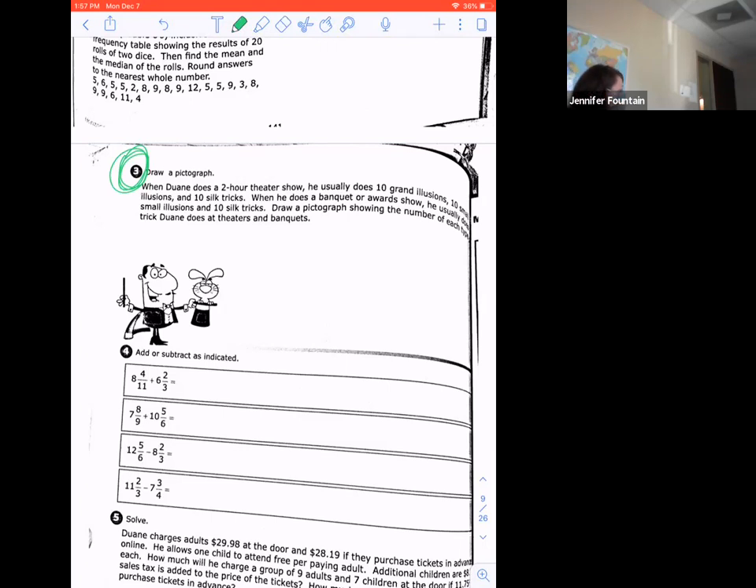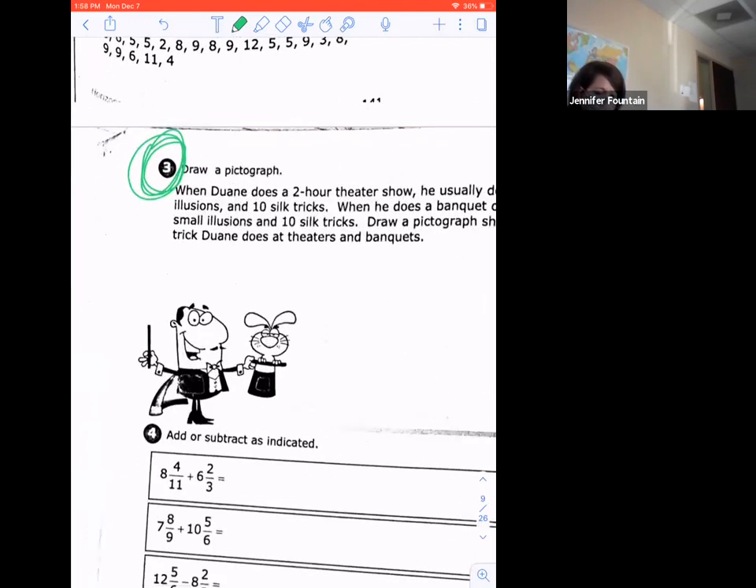Okay, so to draw a pictograph, you'll need to think about what your key is going to represent. What are you going to use to represent multiples? What are you going to use to represent singles? And so you will draw a pictograph as part of your homework. That's activities 3 on page 142. Okay.